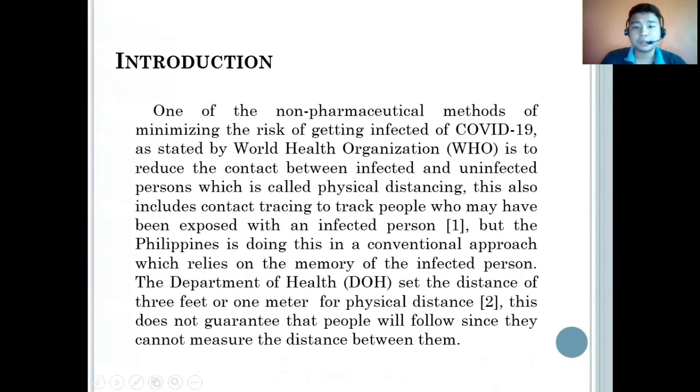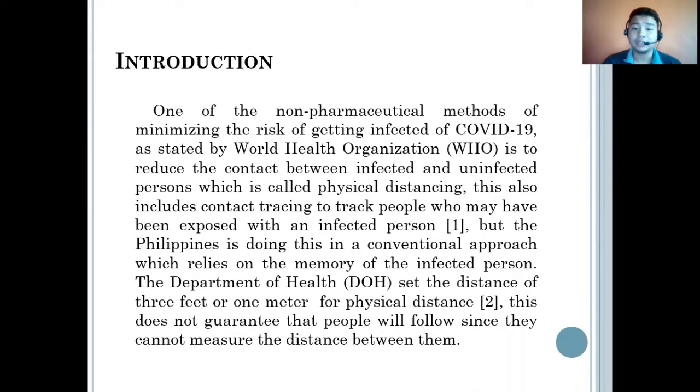One of the non-pharmaceutical methods of minimizing the risk of getting infected with COVID-19, as stated by the World Health Organization or WHO, is to reduce the contact between infected and uninfected persons, which is called physical distancing. This also includes contact tracing to track people who may have been exposed to an infected person.